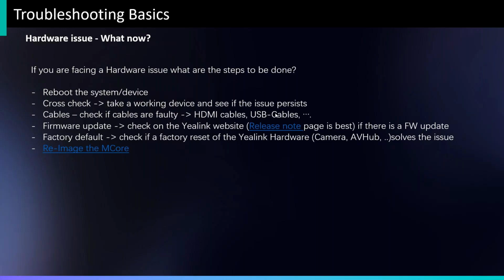Check if there is a firmware update available. Reset the device. The reimage of the M-core we don't have to do here, because it's not an M-core, it's more or less the audio settings. But yeah, do a factory default of the DSP or the microphone, and then go ahead from there.